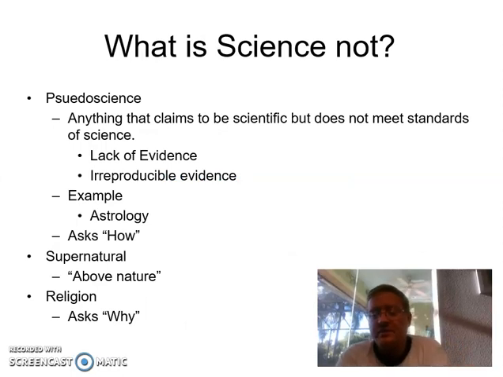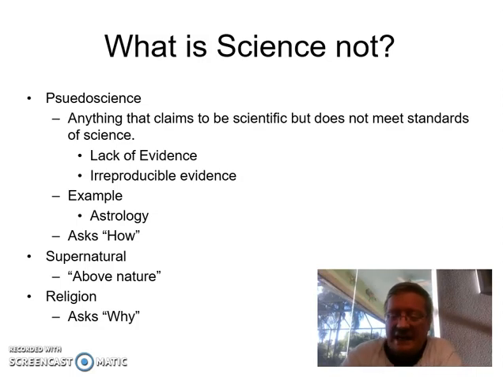Now, we talked a lot about what science was and the ability to test things and try to prove them wrong. Well, what is science not? It's a pseudoscience: anything that claims to be scientific but fails to meet the standard. There's no evidence for it, you can't reproduce it. Astrology, for example. Science asks how, that's what it tries to do. But the supernatural and religion go above nature. They go why.